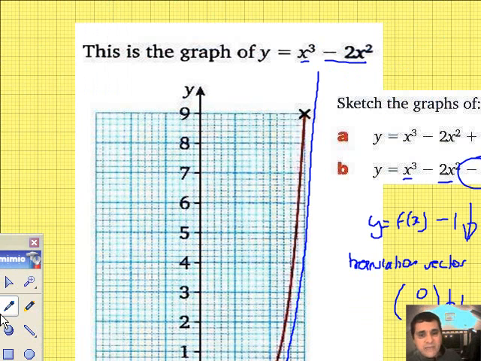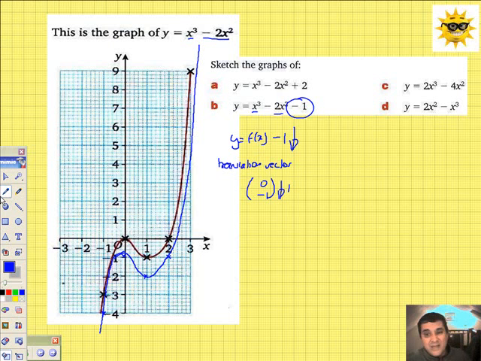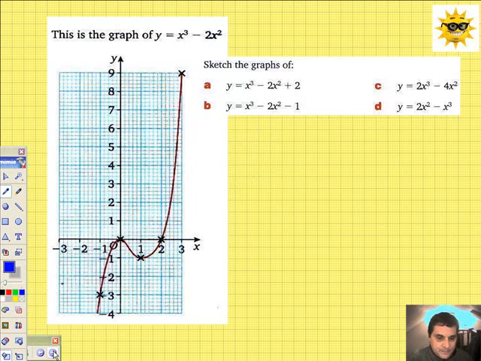Effectively translate the original red curve of x cubed minus 2x squared, drop it 1 unit, and try to take each coordinate down 1 unit and redraw it. That's all I can do really. Next one. Right, done that and done that.